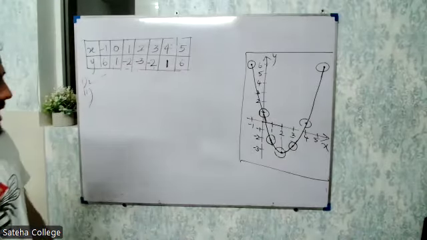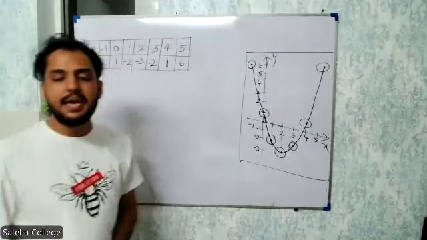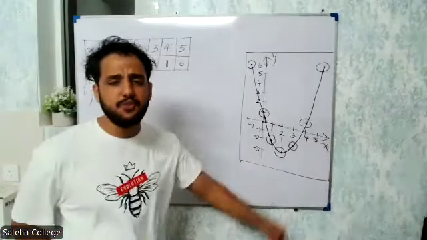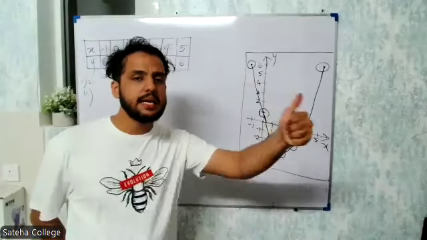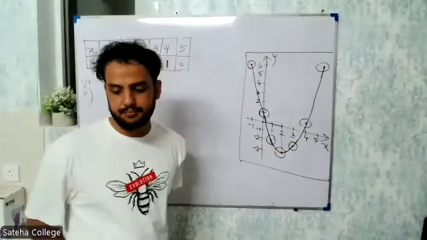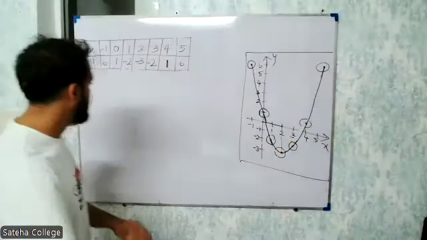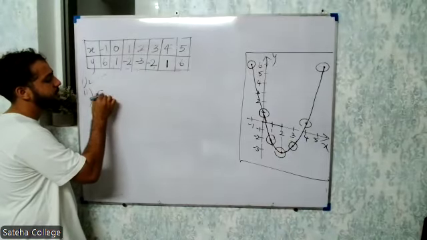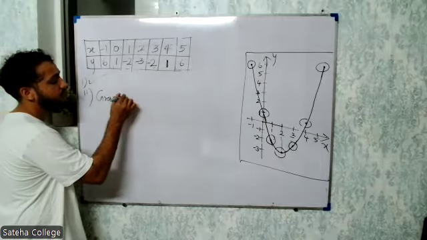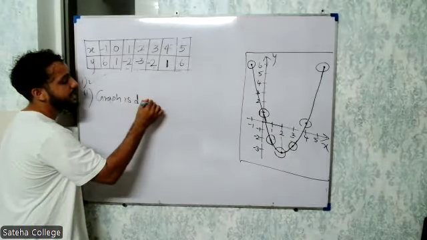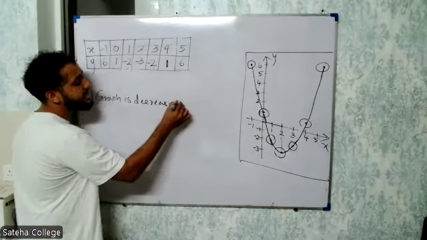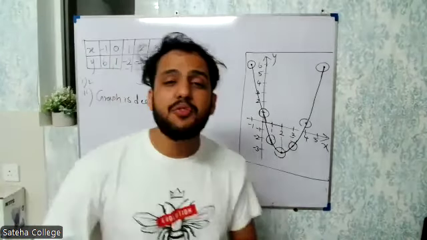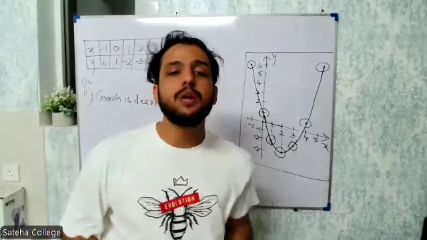Can someone tell me how to describe the behavior of the graph here? What's happening to the graph? Is the graph increasing or is the graph decreasing? Graph is decreasing. First thing you will describe, graph is decreasing and what? Now you can't tell the graph is positive and negative. That's not a good answer.